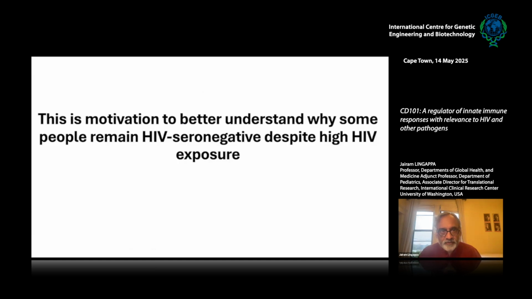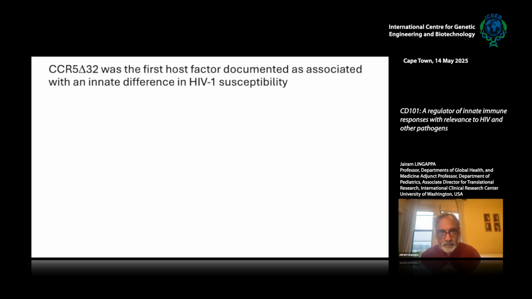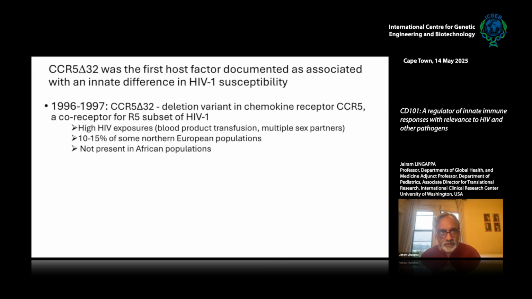So this lack of an immunologically preventive intervention is motivation to better understand why some people remain HIV seronegative despite high HIV exposure. The first example of a host factor that was documented as associated with innate differences in HIV susceptibility was the genetic variant CCR5 delta 32.